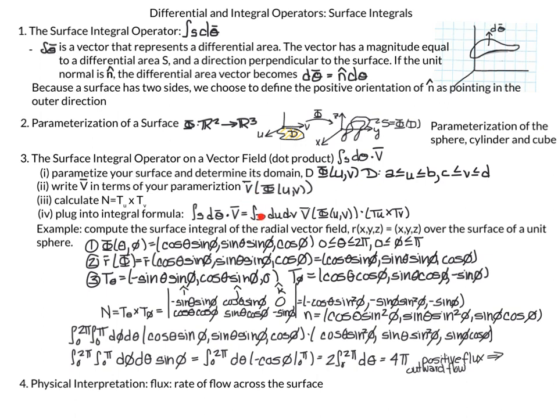This is a double integral because it's over the domain, and these are our limits of our double integral. We have our function composition here dotted with our normal. We did this example of computing the surface integral of the radial vector field r of xyz equals xyz over the surface of a unit sphere.